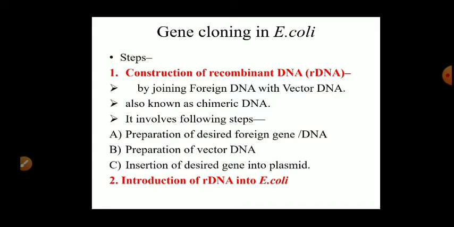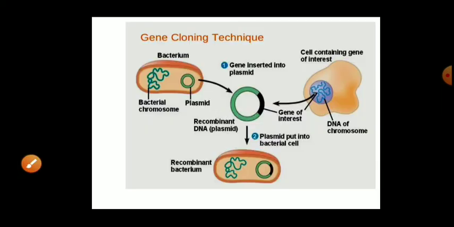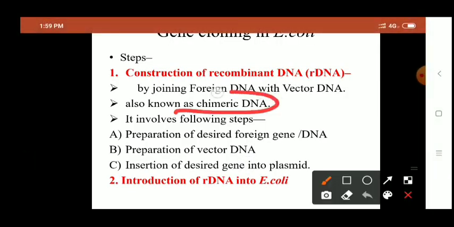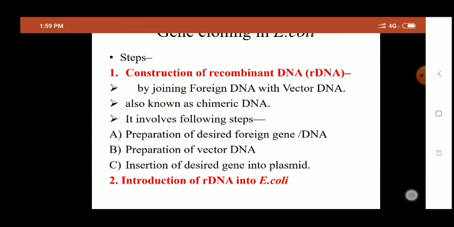How do you do that? The foreign DNA, that is the desired DNA, is joined to the vector DNA. Okay. For construction of recombinant DNA, you have a foreign gene, the desired gene, and it is joined to the vector DNA. And the recombinant DNA so formed, the recombinant vector so formed, is also called chimeric DNA. Is that clear? Right. So, the foreign DNA joined to vector DNA, the recombinant vector so formed, is called chimeric DNA.